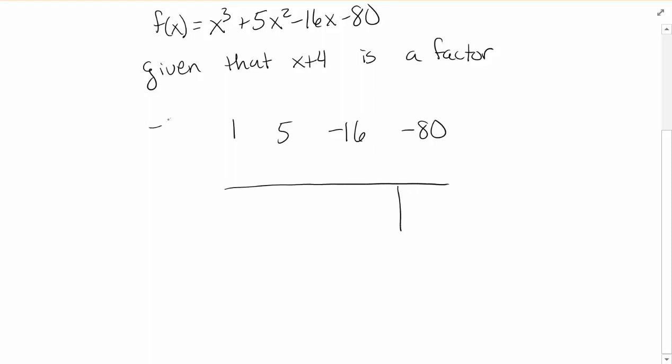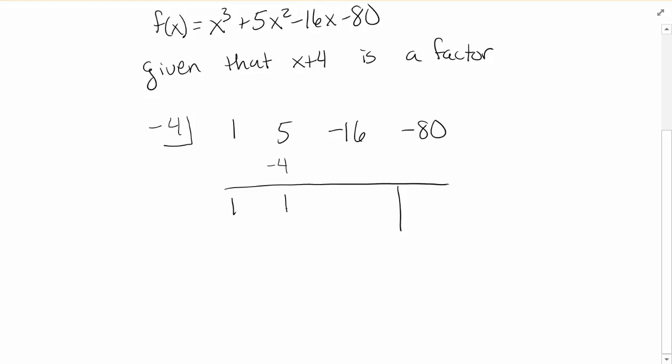If you don't know a factor, you could go hunting for zeros by putting different numbers up in this box, and if you ever got a remainder of 0, you'd then know you have a factor. But this one was given to me, so negative 4 is what goes up in the box, because that means negative 4 is a zero, because x plus 4 is a factor. Drop down the 1. Multiply by the thing in the box: 1 times negative 4 is negative 4. Add the column: 5 plus negative 4 is 1.